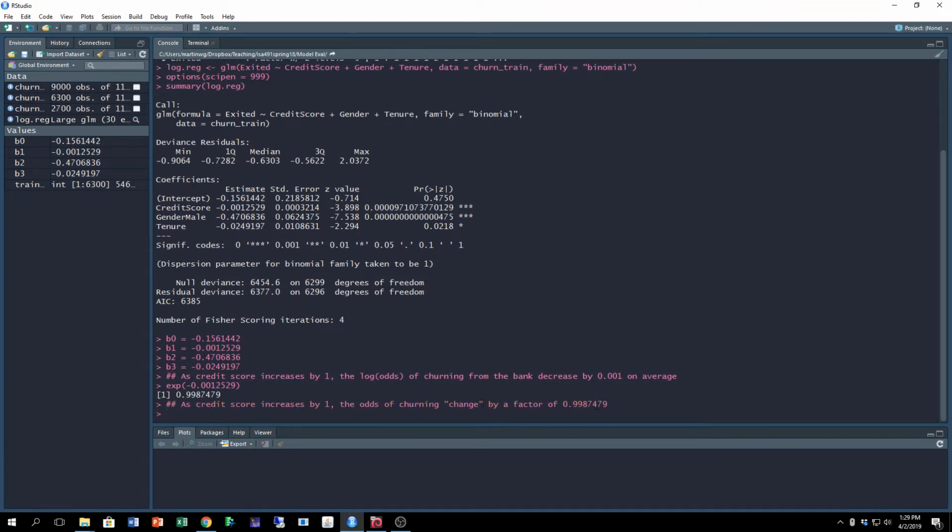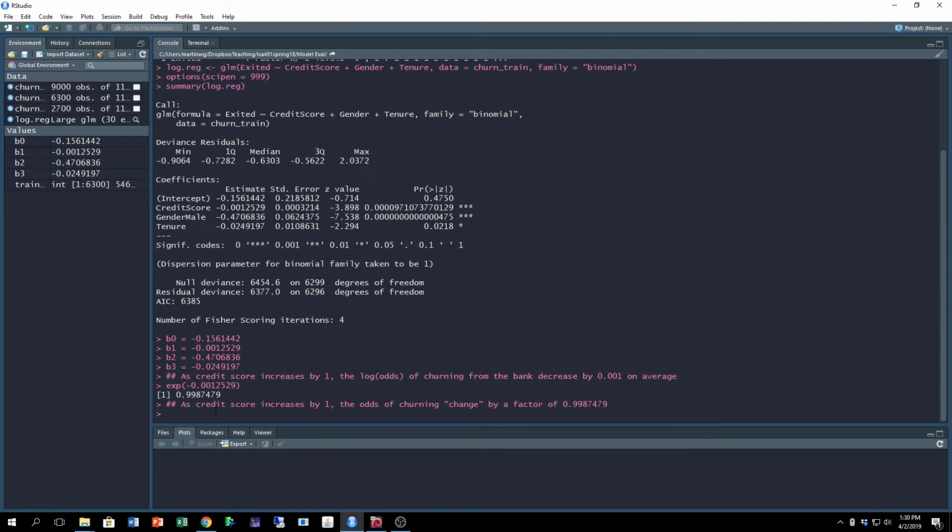Now, when you change by a factor of that, that really means that we are decreasing the odds. So let me put it this way. When you change by a factor of 1, there is no change at all. So if you multiply the odds by 1, it's just the same odds. If you multiply the odds by 0.99, that decreases the odds of churning. So it's not really that it increases or decreases, but just changes by multiplying whatever odds you have by this factor.